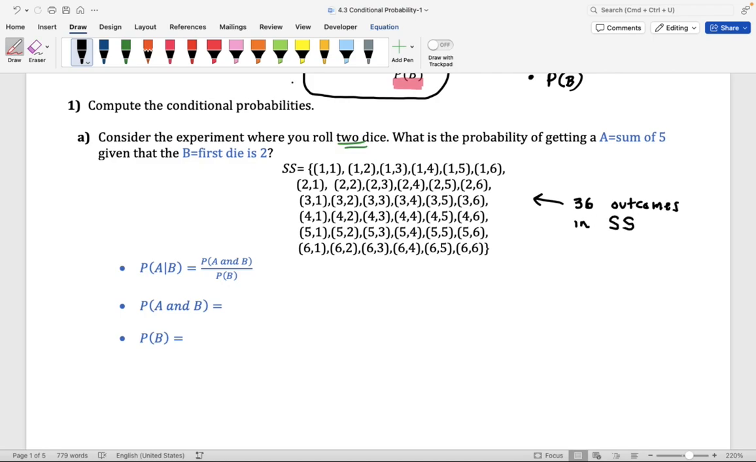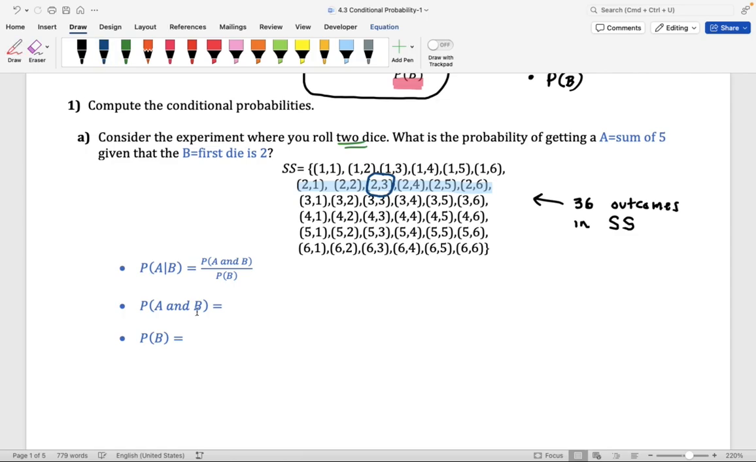Now let's ask ourselves, what is the probability of A and B? What is the probability of getting a sum of 5 and rolling a 2 first? Well, let's go ahead and look at that. Here, we have all the outcomes where we see that we got a 2 first. Notice here, we do want to roll a 2 first, but we also need a sum of 5. Notice there's only one outcome where we would roll a 2 first and get a sum of 5, and that would be if we roll a 2 and then we roll a 3.